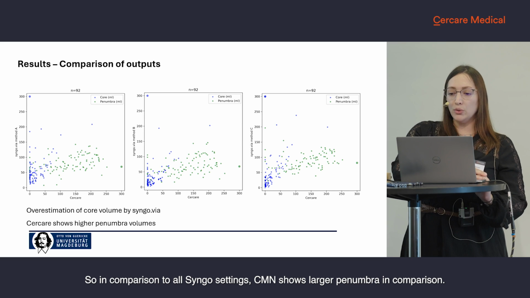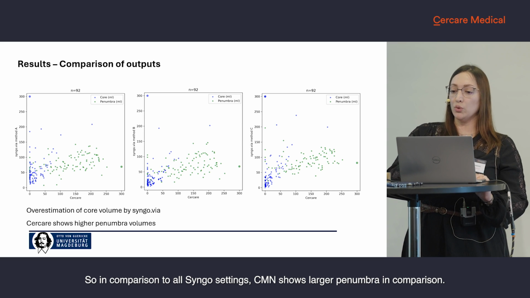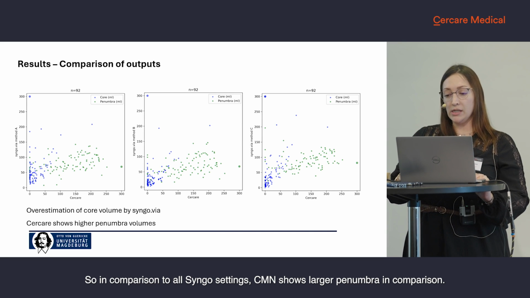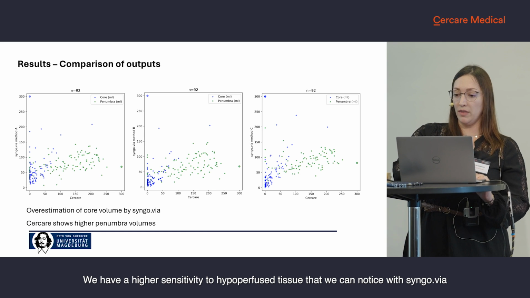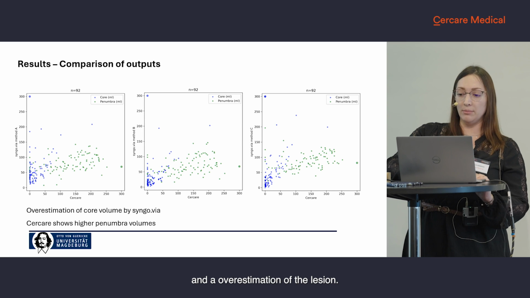So in comparison to all SINGO settings, CMN shows a larger penumbra. We have a higher sensitivity to hypoperfused tissue that we can notice with the SINGO via, and an overestimation of the lesion.